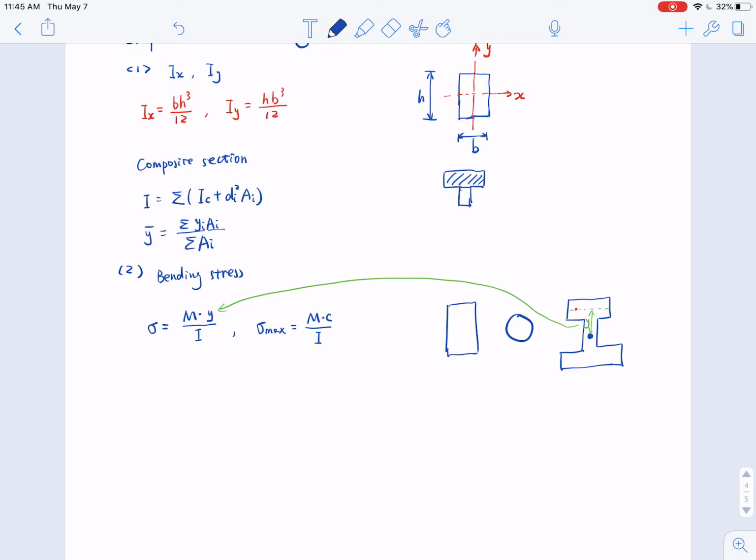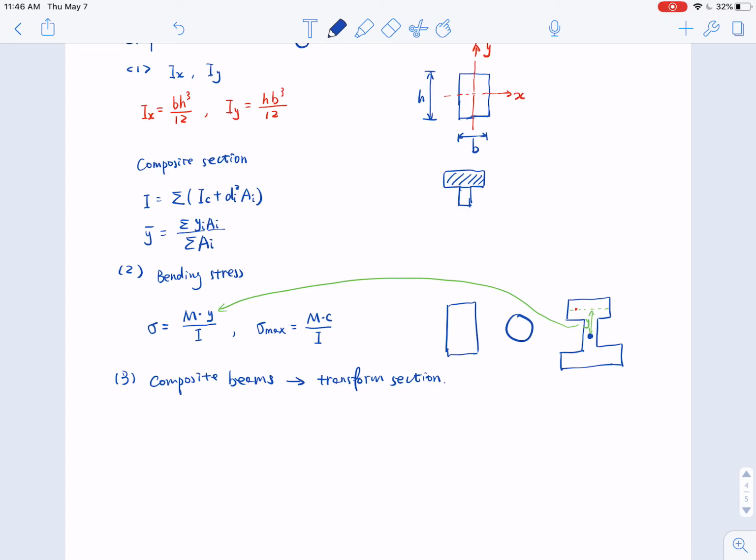Okay, then in the third part, we also talked about composite beams. Composite beams are composed of different materials, right? For composite beams, we need to do transform sections, since if you have two different materials, it's hard to do calculation. We need to transform the different materials into uniform materials.